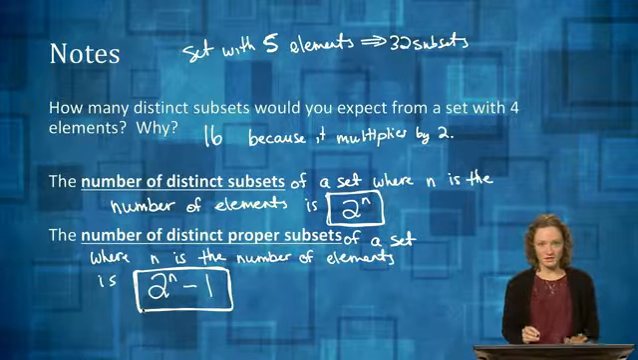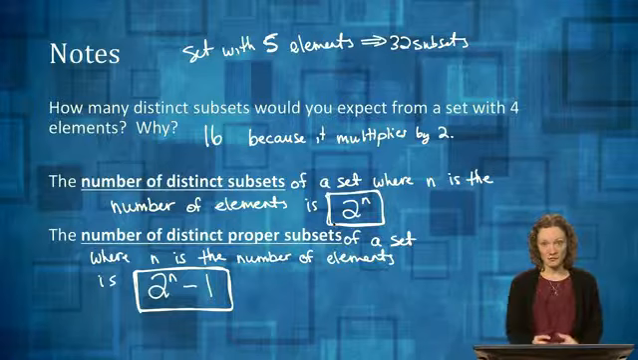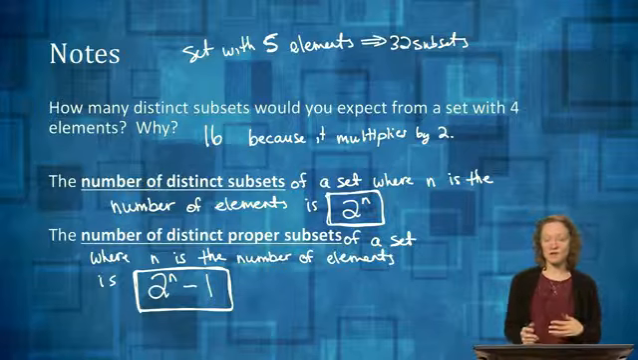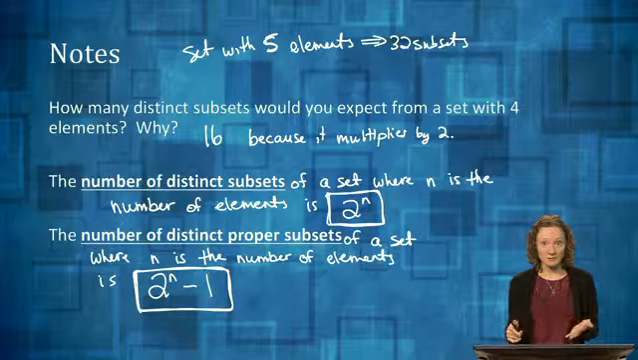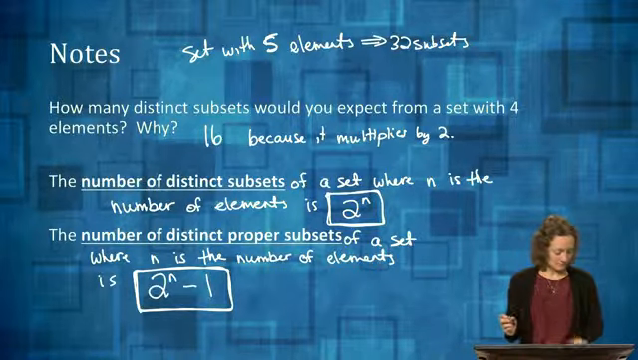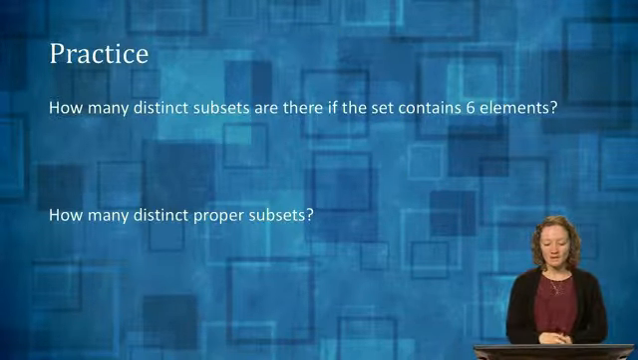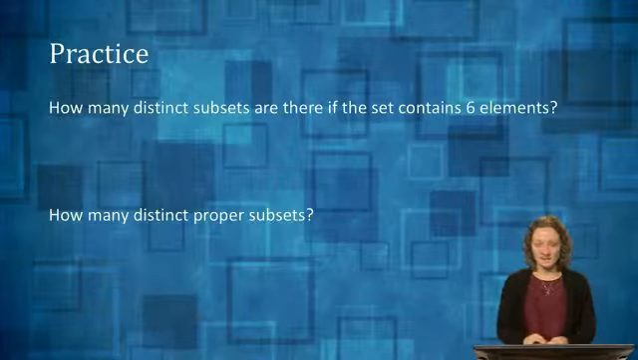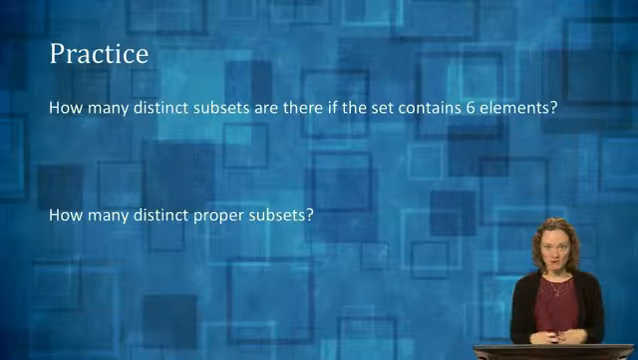Not very many formulas at all in this chapter, I promise. And these aren't too complicated, but these are some formulas that can help you figure out how many. Now, if you get to a problem where you're asked how many distinct subsets or proper subsets there are, and you don't remember the formula, you can always list them and then count. But this is going to be much faster if you have a set that contains a lot of elements. All right. So let's just do a quick little bit of practice. How many distinct subsets are there if the set contains 6 elements, and then how many distinct proper subsets? You can pause the video, fill these two out, and then we'll come back together and go through them in a moment.